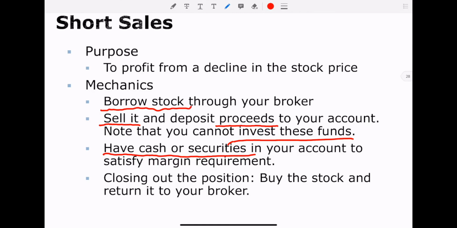Then, at the end of the day, if you wanted to close out your position, you will buy back the stock and return the stock to your broker, right? So basically, you can see that there are two major steps here, right? Borrow and sell, and buy and return, right? I guess that gives you the gist of this process of doing a short sale.